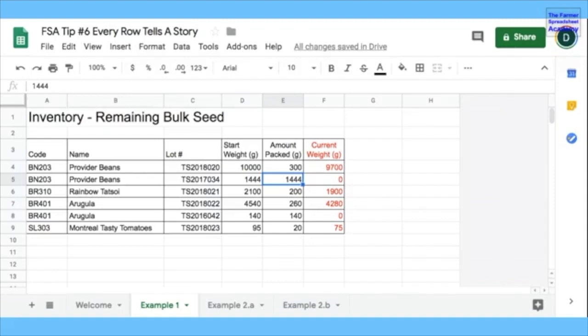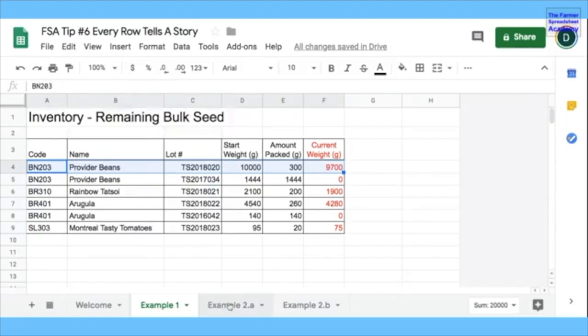Simple, or is it? The real challenge with this is that there's a lot of stories packed into this one cell. Every time you pack seed is a different story. And this one row is trying to tell way too many stories. So why don't we separate this row into many stories, one story each about each time we pack the seed, and see how that simplifies the spreadsheet.